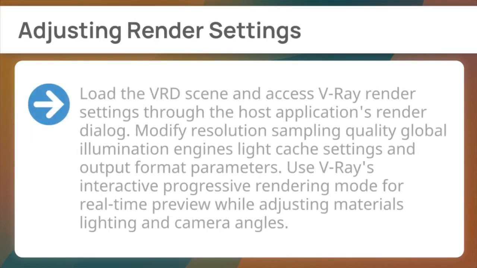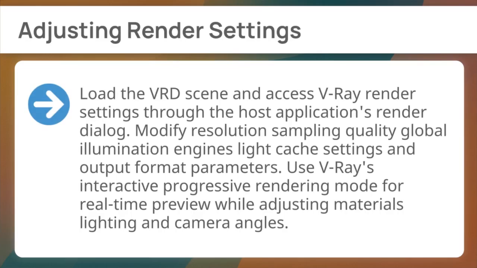Next, adjusting render settings. Load the VRD scene and access V-Ray render settings through the host application's render dialog. Modify resolution, sampling quality, global illumination engines, light cache settings, and output format parameters. Use V-Ray's interactive progressive rendering mode for real-time preview, while adjusting materials, lighting, and camera angles.